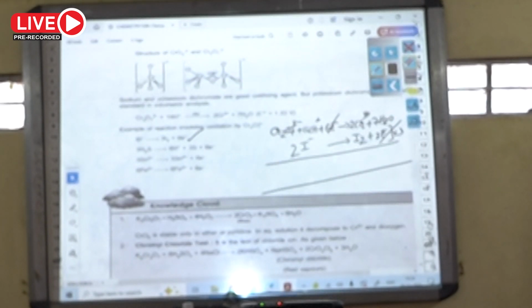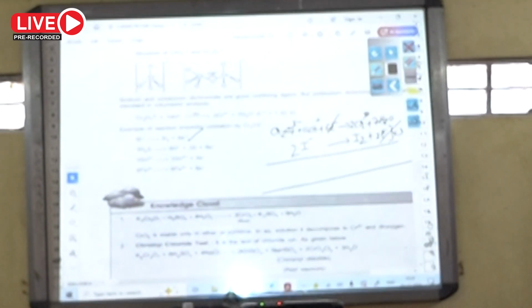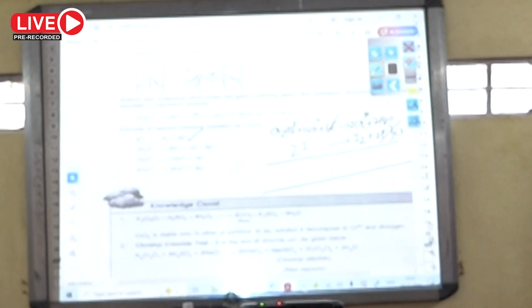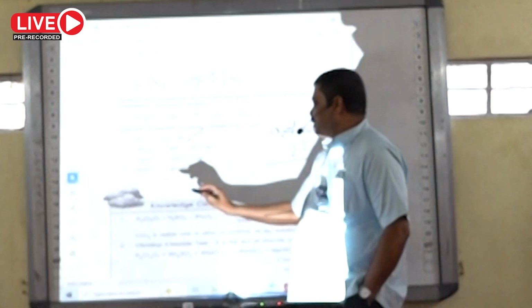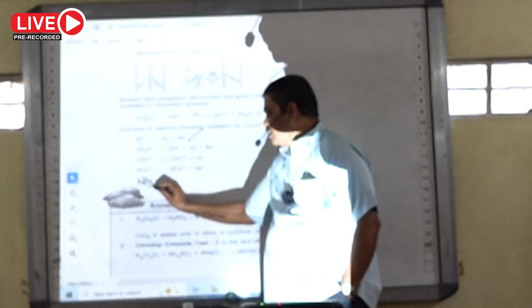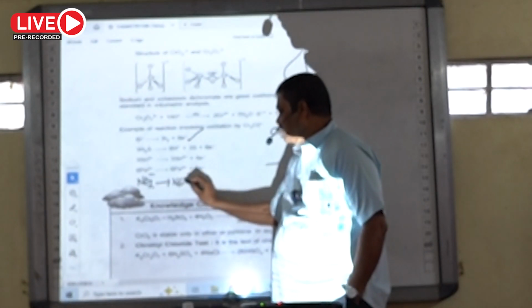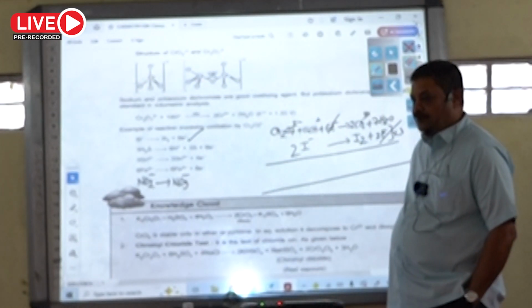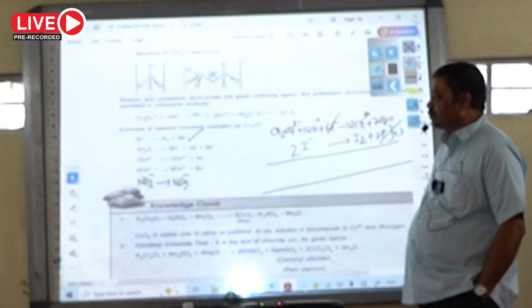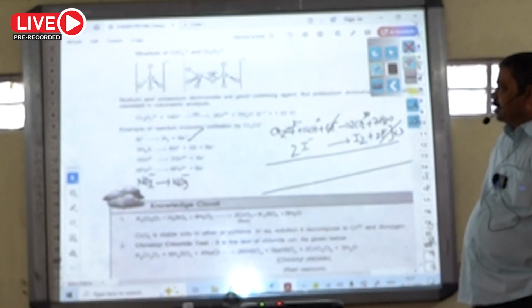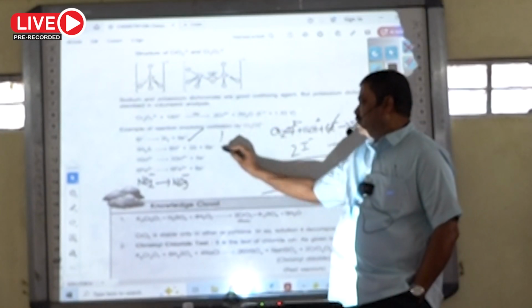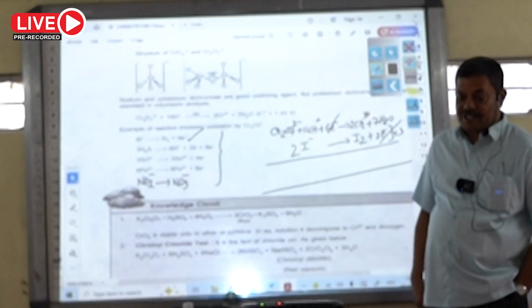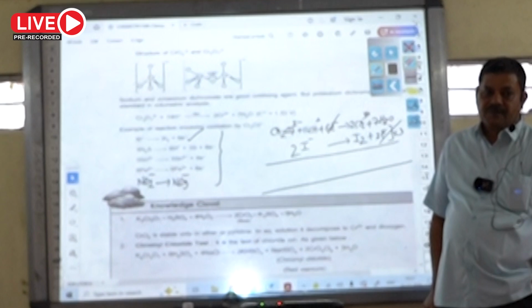It oxidizes H2S to sulfur. It oxidizes stannous to stannic. It oxidizes ferrous to ferric. It oxidizes NO2 minus, nitrite, to nitrate. So these are all oxidation reactions showing the oxidizing properties of potassium dichromate.